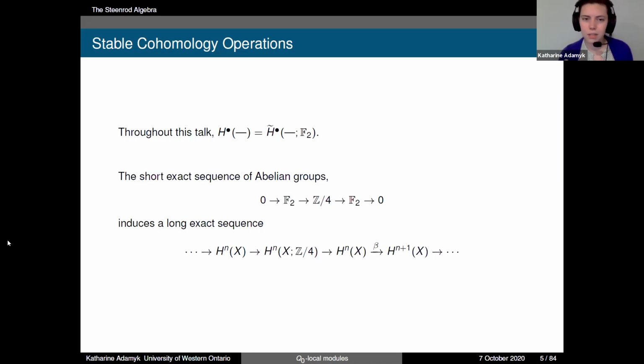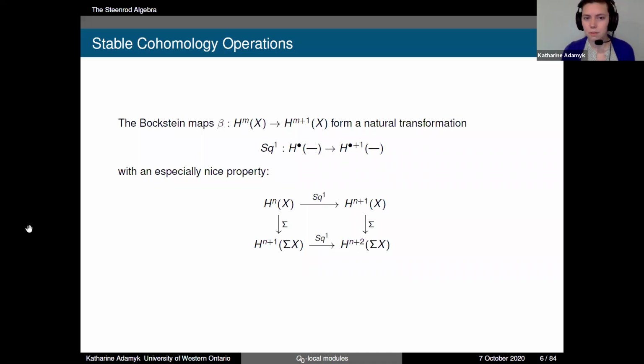Every time I say cohomology, I'm going to mean reduced cohomology with coefficients mod 2. So we know we have a short exact sequence of abelian groups that looks like this, and this gives us a long exact sequence in cohomology. And in particular, we're interested in this Bockstein map from the nth cohomology group to the n+1th cohomology group. If we put these together for all possible inputs x, we get a natural transformation from cohomology to itself, bumping up cohomological degree by 1. It has the especially nice property that it commutes with the suspension isomorphism in cohomology.